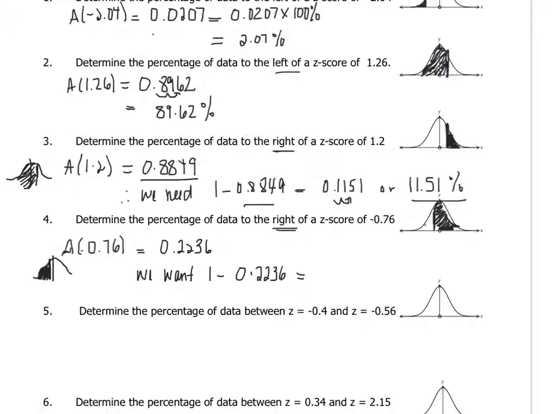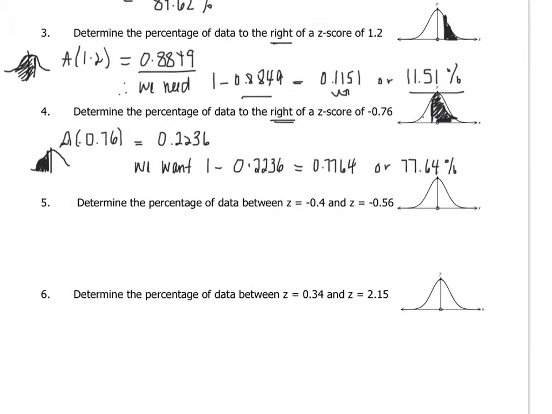So 1 minus 0.2236 is 0.7764, which is 77.64% of data is to the right of negative 0.76. And that kind of makes sense because we know that 50% would be above the mean, and if we're a little bit below the mean, it should be a little bit more than 50%. So around 77.64% seems reasonable.